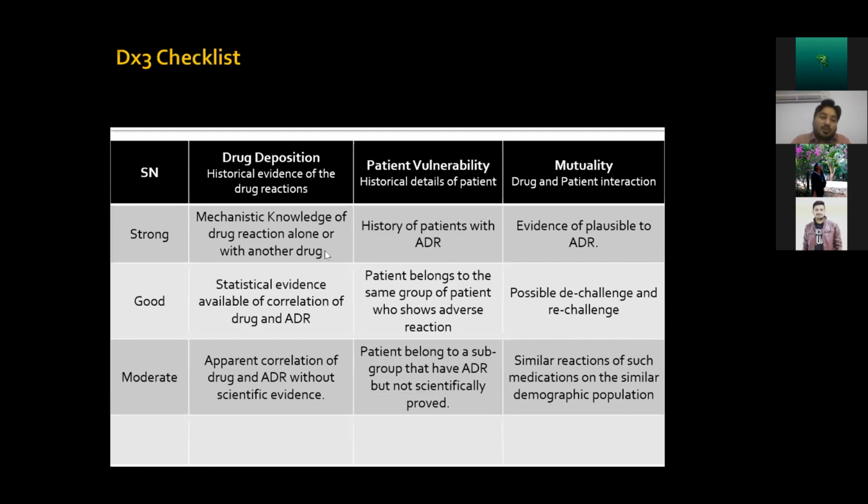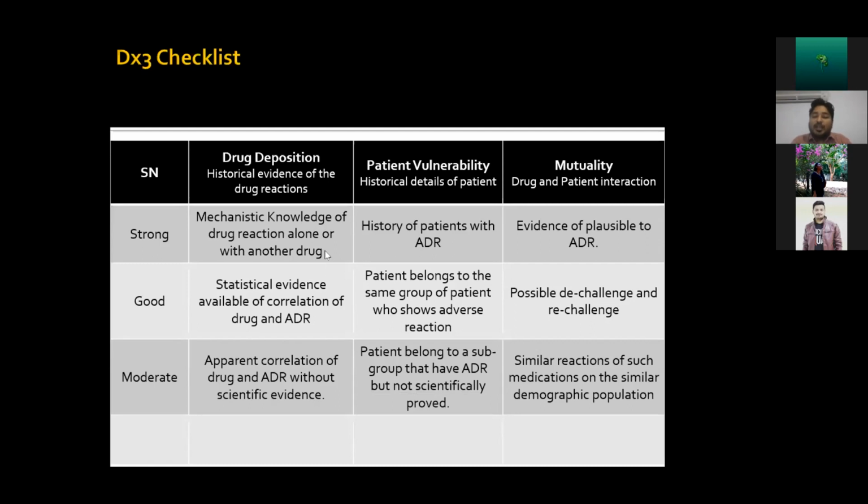It has a strong causal association. If a patient who has suffered from the given adverse event belongs to the same group of patients who show adverse reaction, it means that it has a good causal association. If a patient belongs to the subgroup that has adverse drug reaction but not scientifically proved, it means that it has moderate causal association.